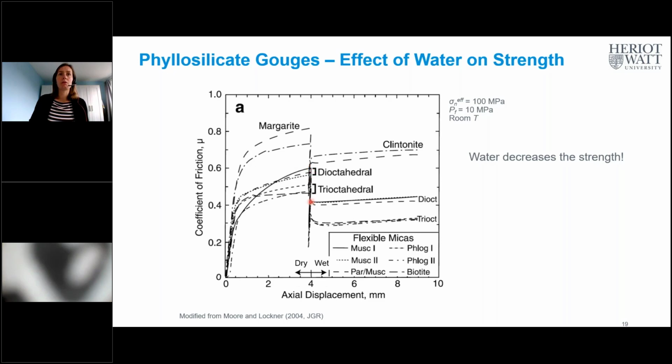water is introduced, so when the experiment is performed wet, the friction coefficient goes down quite a lot compared to the dry friction coefficient, and that's actually the case for all these different phyllosilicates. So water decreases the strength of the phyllosilicates.